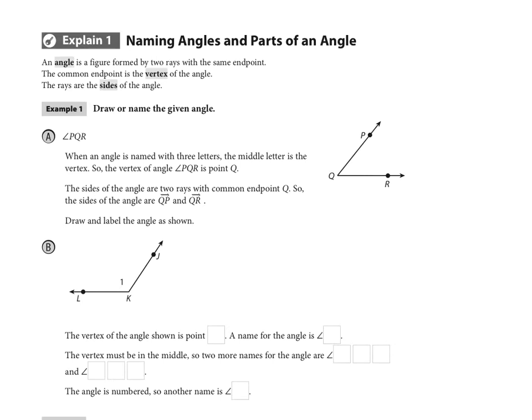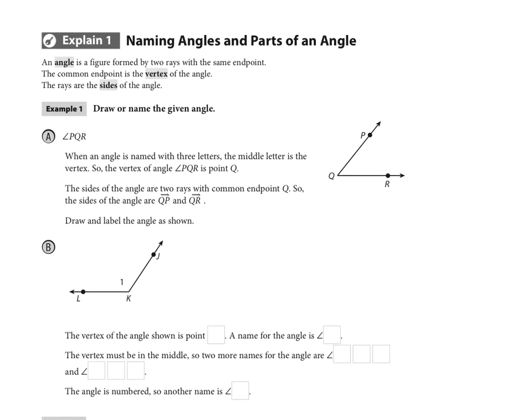The sides of the angle are the rays, and notice since the common endpoint is Q, you're going to see Q repeated in ray QP and ray QR. So which corner does it join at? It's the letter that's repeated. And then we are going to draw, and that's just identifying the pieces. So the second part says draw and label the angle as shown.